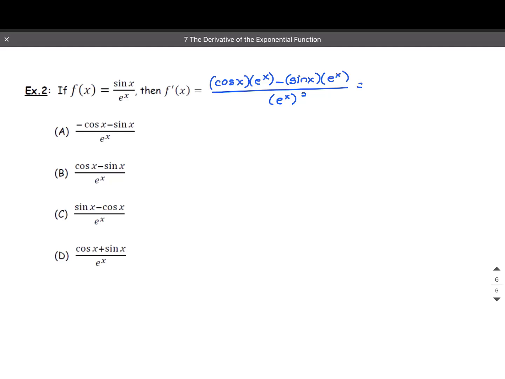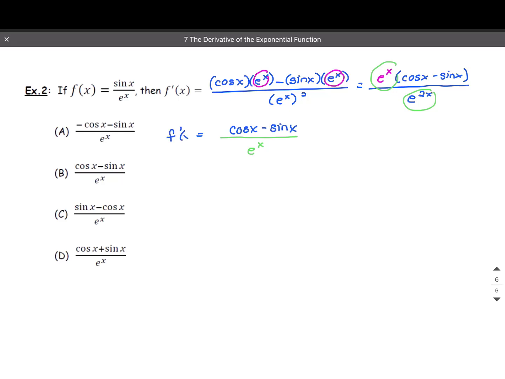Now notice here we have a common e to the x, so I'm going to take out that e to the x, which will leave me with cosine x minus sine x all over, now e to the x squared is e to the 2x. This and this will simplify and leave me with an e to the x in the denominator, and just a cosine x minus sine x in the top, and this is f prime of x, which means our answer is choice B. There we go.